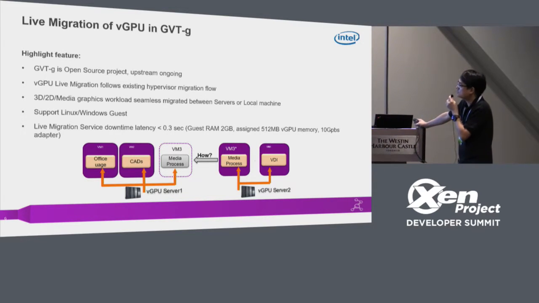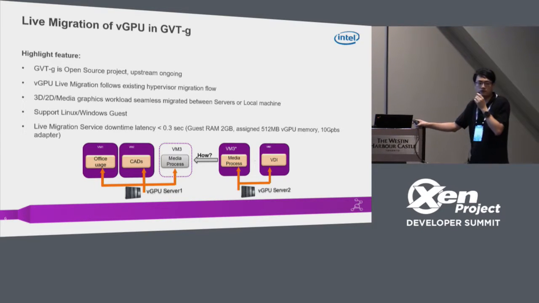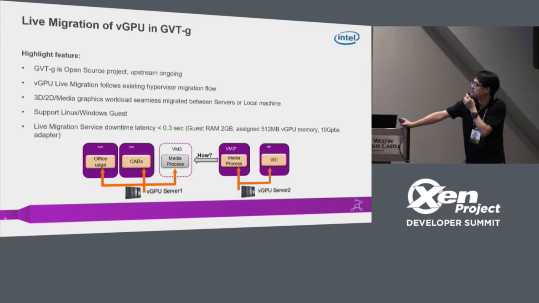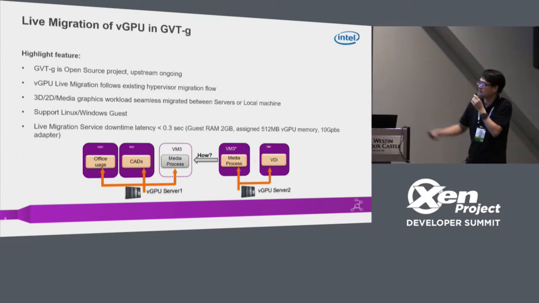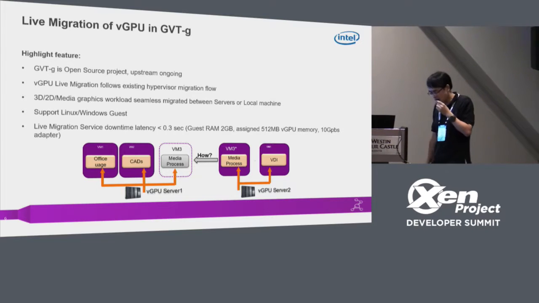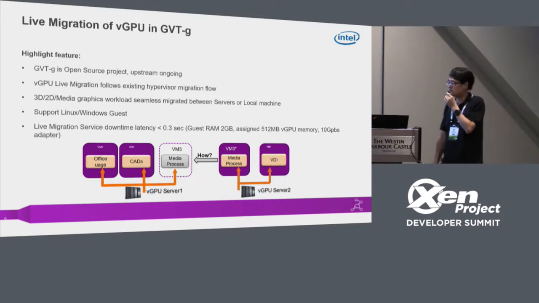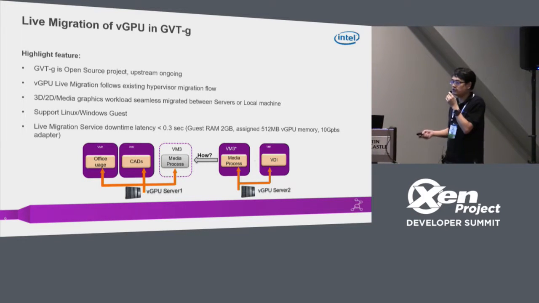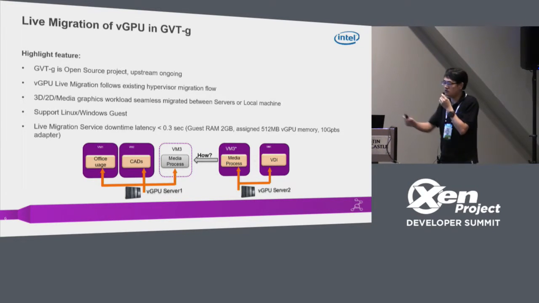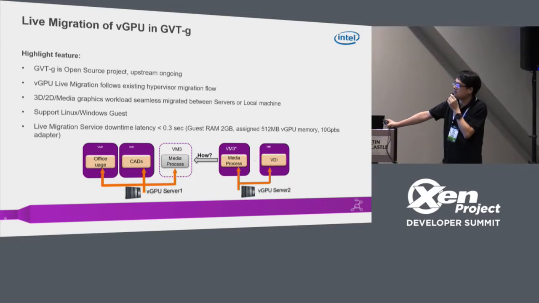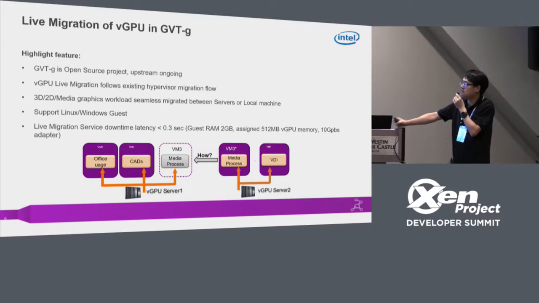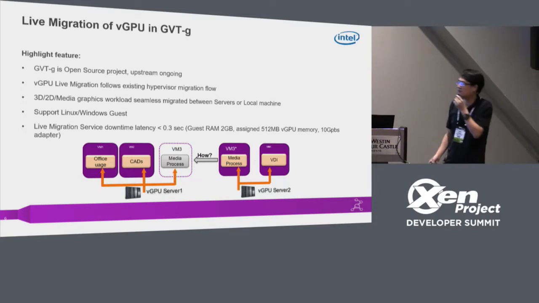vGPU live migration follows existing hypervisor migration flows. That means you don't need to install additional software or libraries to support this. It runs just as now. And more important, currently our design is to seamlessly migrate workloads. That means if a 2D, 3D, or media workload is running in a guest, then this guest will migrate to a target site. The guest will not notice anything, and there is also no data loss.